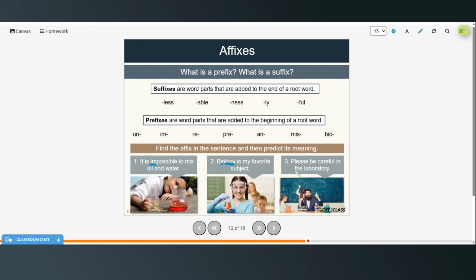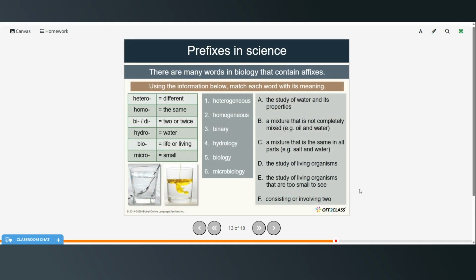And please be careful in the laboratory. So here, tory could be a suffix meaning the place where you do something. So we've got labor, so it's the place where you do scientific work or scientific labor. All right, and there are many words in biology that contain affixes. Use the information below to match each word to its meaning.